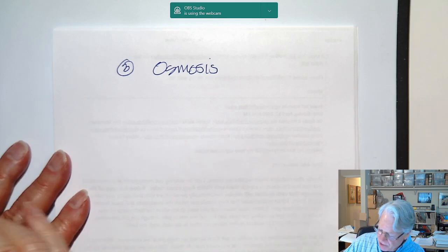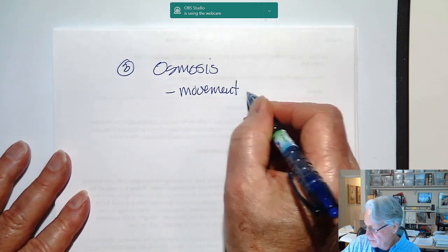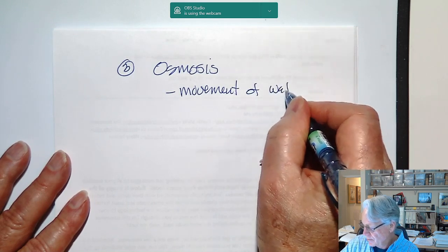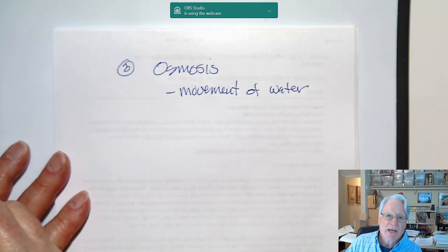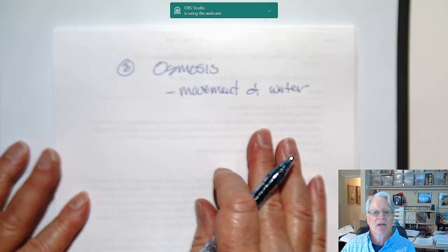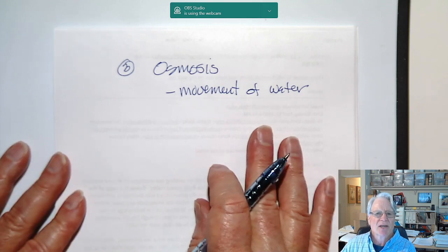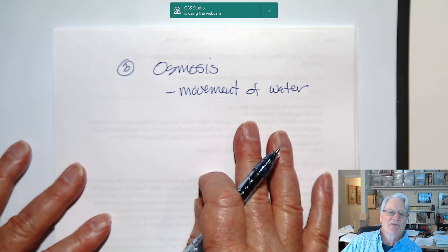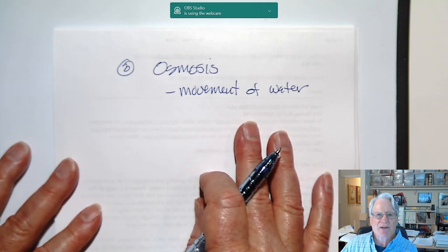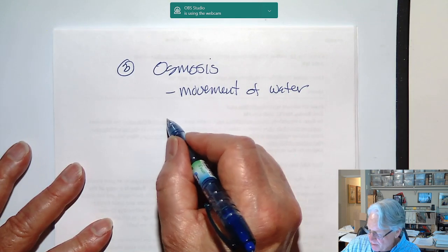And osmosis is the movement of water as opposed to the movement of solutes. So the other two that we had talked about were movements of solutes, such as ions or glucose or amino acids. Here we're talking about the movement of the solvent, and in our case that's going to be water, so the movement of water.